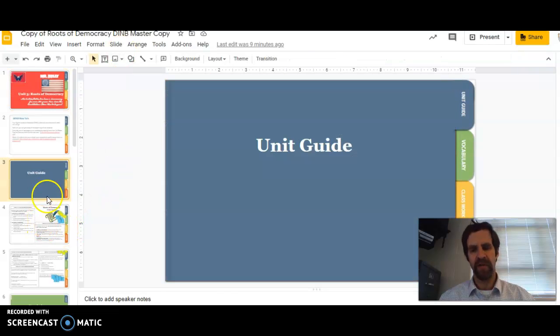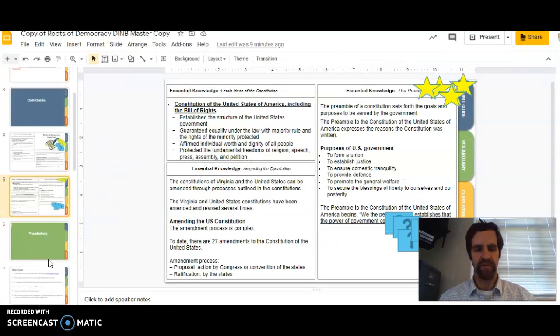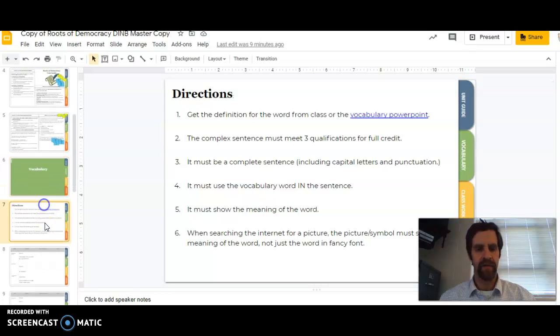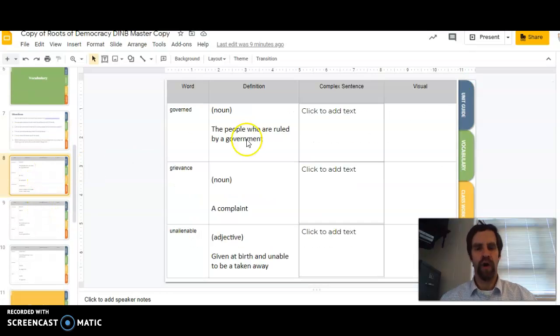All right, next up, number 3, you go to your vocabulary. We're going to skip over this unit guide section and go right to our vocabulary. I'm only asking that you do one word. The word is governed. Governed means the people who are ruled by a government. So in other words, in the United States, the citizens are the governed. We are the governed.